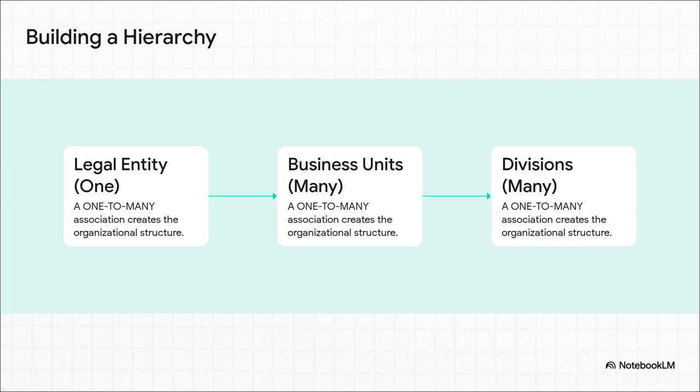And this is how you build out a company hierarchy. It's a classic one-to-many relationship. So check this out. You've got one legal entity at the very top, but under that one entity, you can have many different business units. And under each of those, you can have many different divisions. See how that works? You get this super clear, logical structure, and it's all built using these simple association rules.